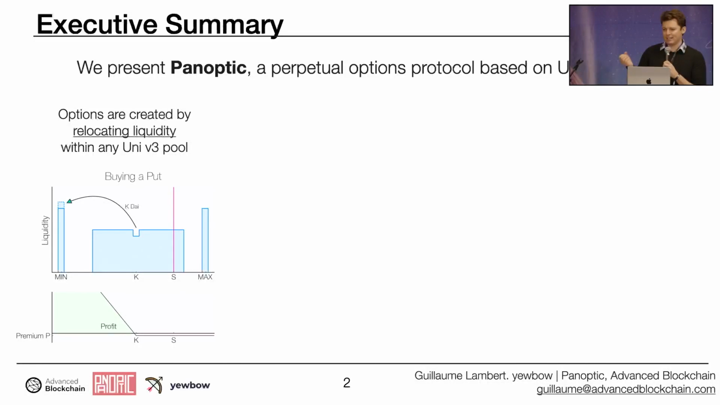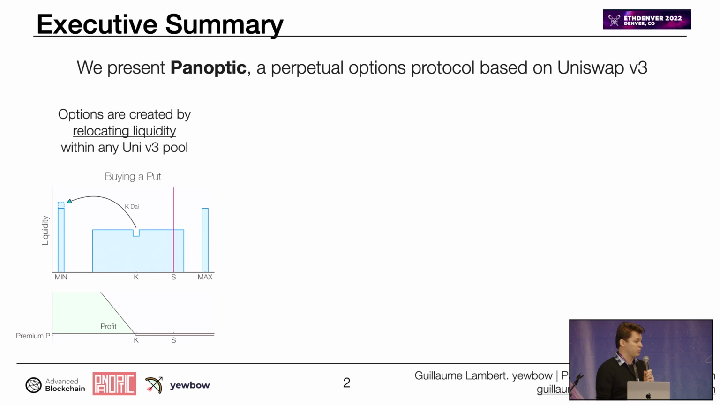First, in Panoptic, options are created by relocating liquidity within any UniV3 pool. So any UniV3 pool that exists, you could create an option on top of it, ETH DAI, ETH USDC, or ETH Ribbon, whichever token you want.